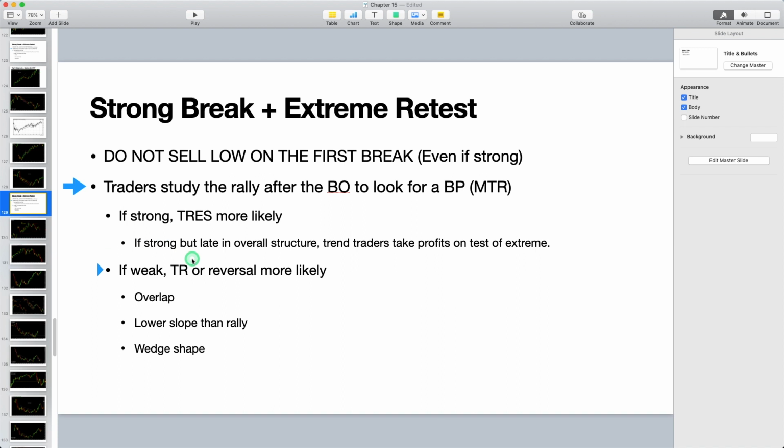Now, when traders are studying the rally, if it's weak, that makes a trading range or reversal more likely. So when there's overlap on the rally, when there's a lower slope than the initial rally, if it has a wedge shape, then traders will start looking for a major trend reversal, which usually leads to a trading range, but can lead to a full reversal.